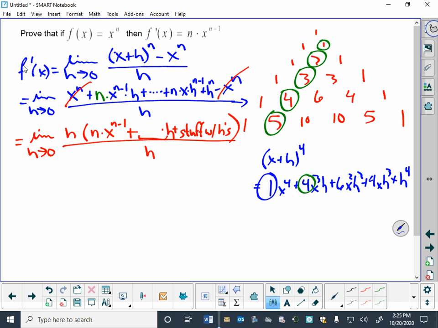And so as long as h is not 0, h divided by h is just 1, and we're taking the limit as h goes to 0, so that's not going to happen. And when we plug everything in here, all of this stuff back here still has h's in it, and so it is all going to go to 0, and the only thing that I'm going to have left remaining is the n times x to the n minus 1, which is exactly what it was that I was looking for.